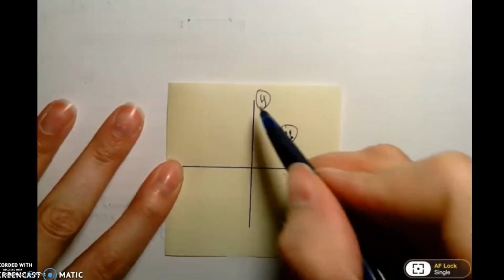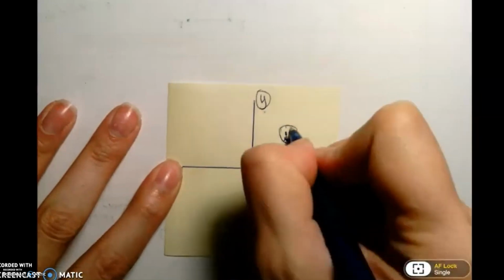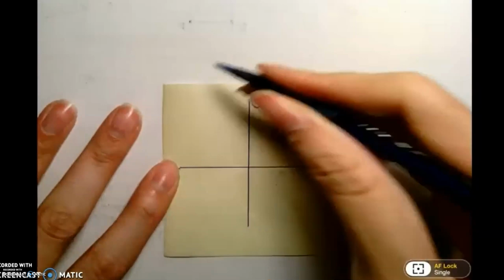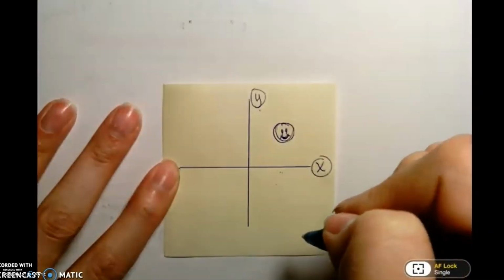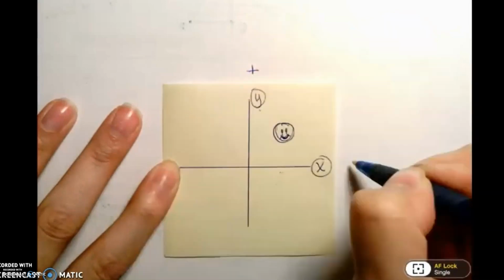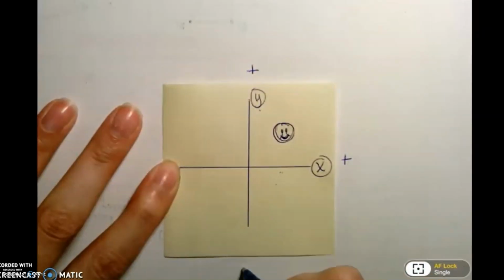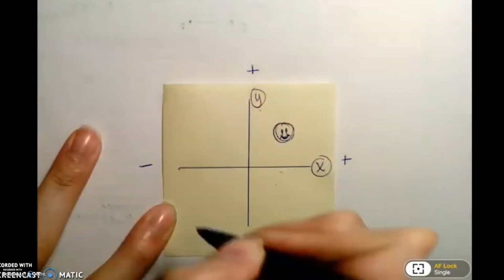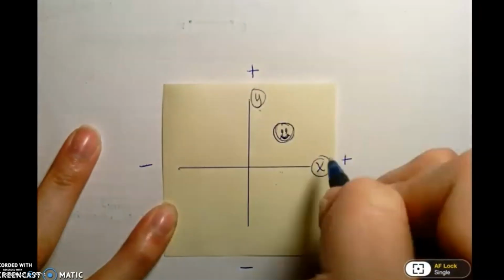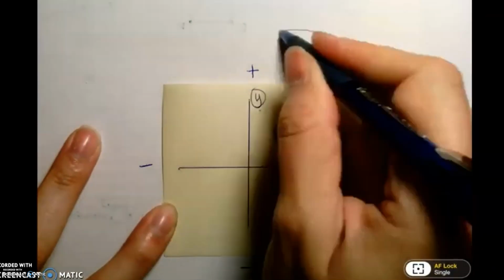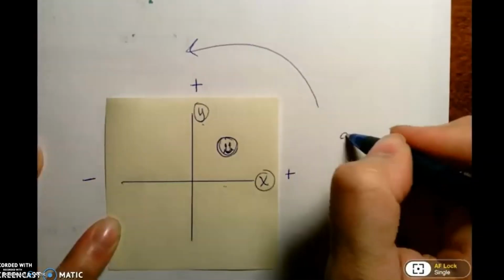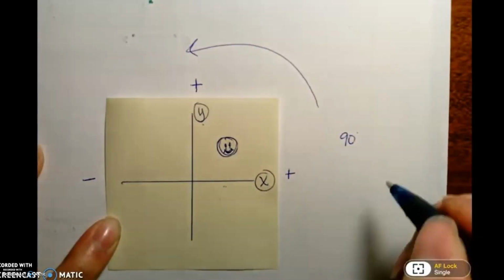So I have my X and my Y axis, and I just have kind of a little smiley face here. That kind of looks creepy. In our little coordinate plane, what we have is the positives and the positives, and then down here we have the negatives and the negatives when we go down or when we go left. So what we're going to do is rotate, and if it doesn't say, we always rotate counterclockwise. So let's go ahead and say we're going to rotate 90 degrees.